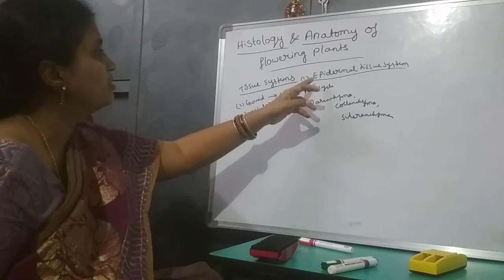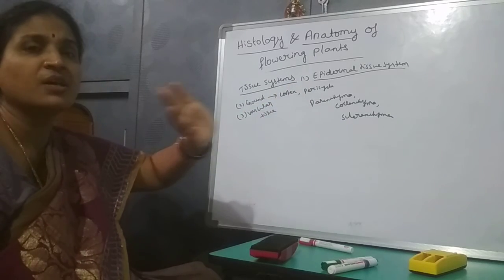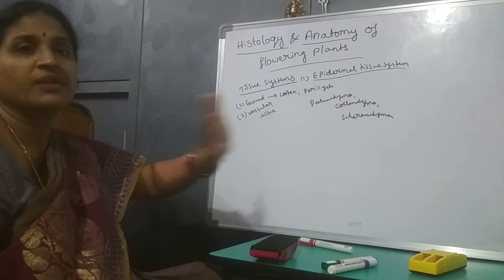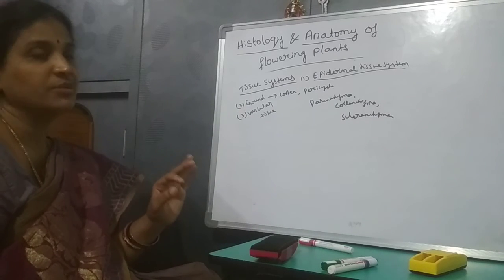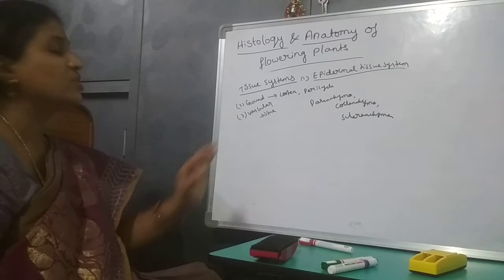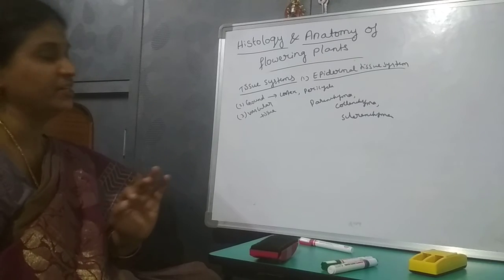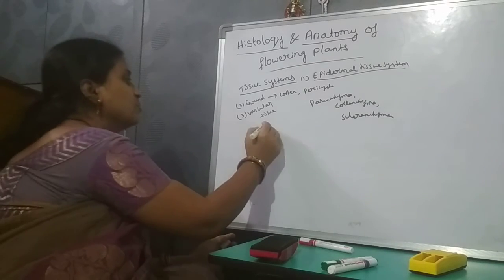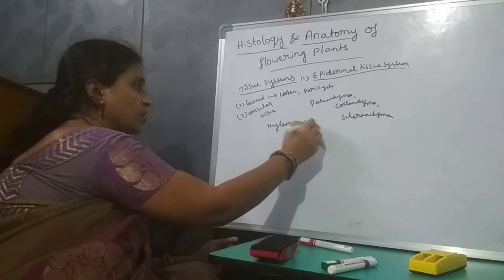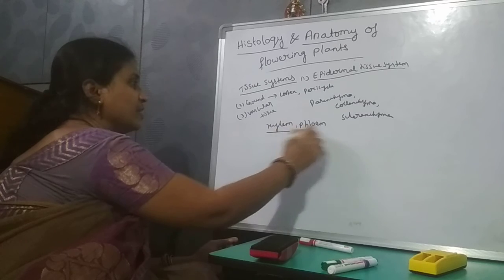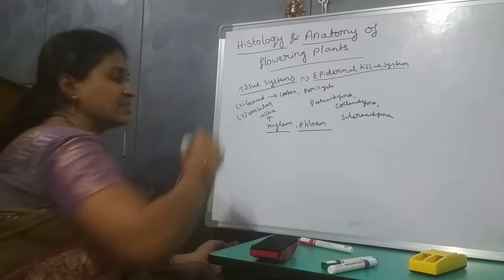Epidermal tissue system, epidermis, stomata, hairs, trichomes will be coming out. Ground tissue is going to have the simple permanent tissues. Then vascular tissues are going to have the complex permanent tissues. Complex permanent tissues are nothing but the xylem and the phloem, which will be forming the vascular tissues.